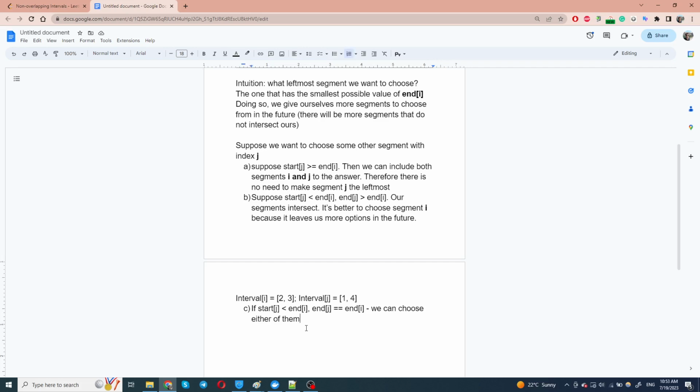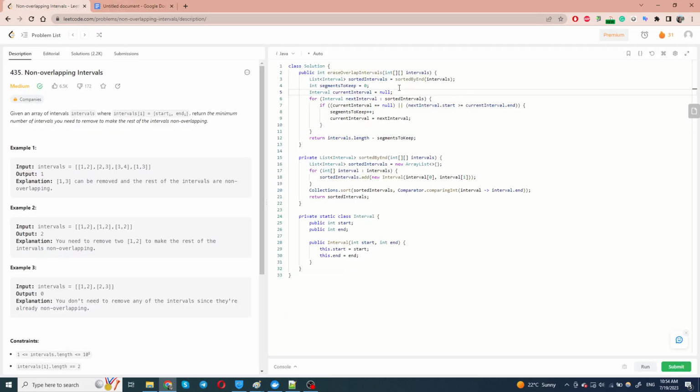Okay, so let's see how we can implement this solution. To sum up, our solution goes like this. We sort our intervals by the value of end. We choose the leftmost, and then we just ignore all of the segments that overlap with the current segment that we have chosen, and then we choose the next one in the same sorted order that does not overlap with our current segment. And let's look at the implementation.